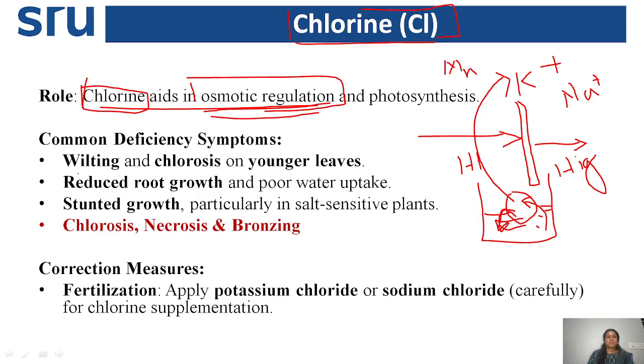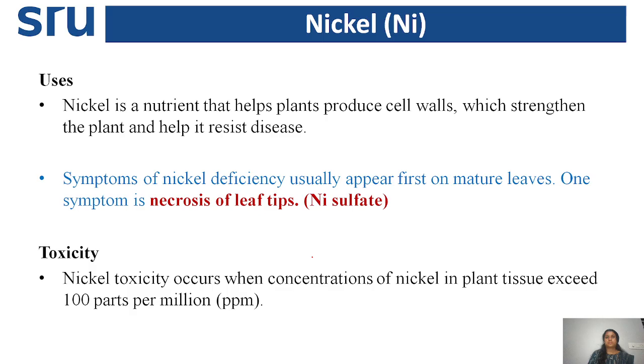So chlorine has a specific role in that. In the absence of chlorine, we have chlorosis, yellowing with necrotic spots, and also browning of leaves, which we can observe during chlorine deficiency. It can be corrected by potassium chloride and sodium chloride.